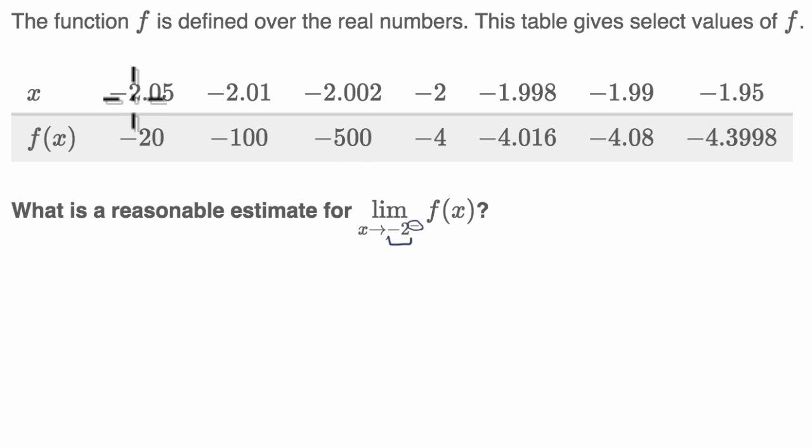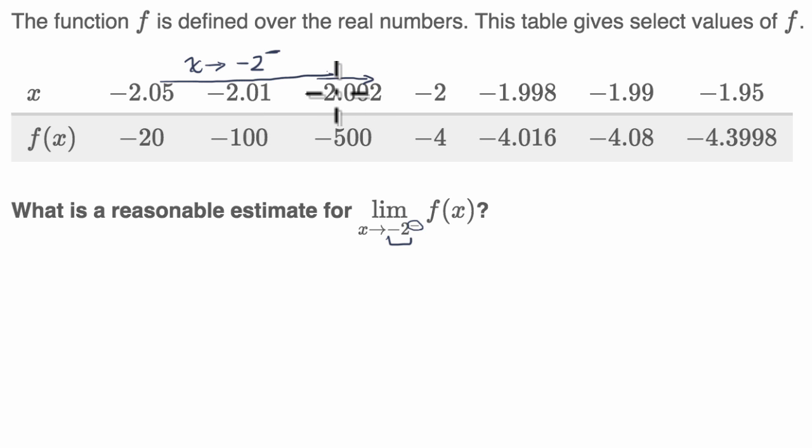So lucky for us, they have values of x that are approaching -2 from the left. So this is x approaches -2 from the left, and that is happening right over here. So notice this is -2.05, then we get even closer, -2.01, then we get even closer, -2.002. And these are from the left because these are values less than -2, but they're getting closer and closer to -2. And so let's see. When we're a little bit further, f of x is -20. We get a little bit closer, it's -100. We get even a little bit closer, it goes to -500.